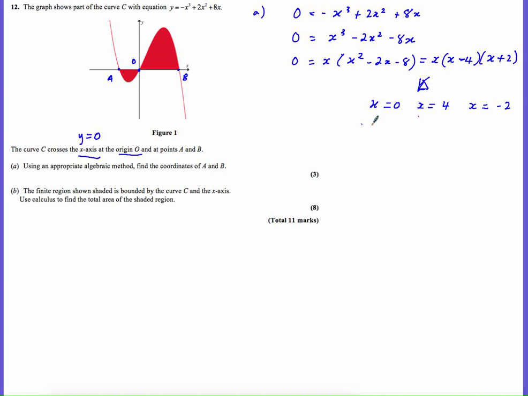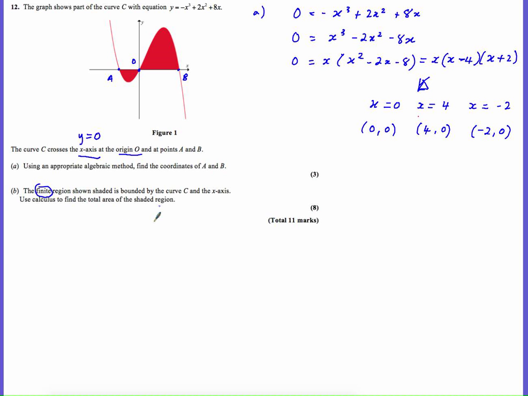So the coordinates: 0, 0, you don't need to write that one down; 4, 0; minus 2, 0. When it says coordinates, you need to give both. Right, the finite region, that means it has an end to it, it doesn't keep going and getting bigger and bigger, is bounded by the curve there and the x-axis.